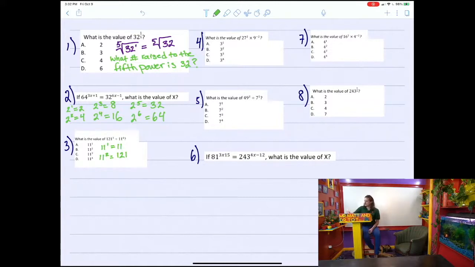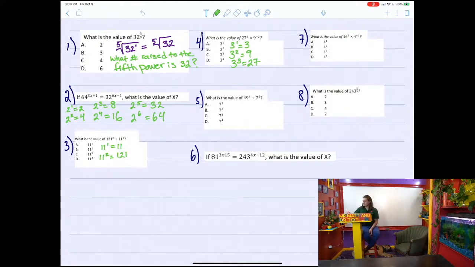So notice that you can look at your answer selections too, and that's usually a hint. You see that your answer selections are in terms of a base of 3. So that is a good clue that you have to rewrite in terms of a base of 3. So 3 to the first power is 3, 3 squared is 9, 3 cubed is 27. So you can rewrite those values, then you have a power of a power, and then you can add once you have common bases. Number 5, what's the value of 49 cubed divided by 7 to the 5th power?